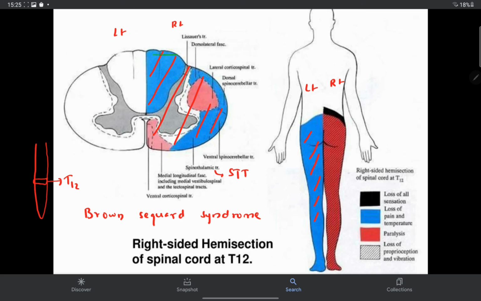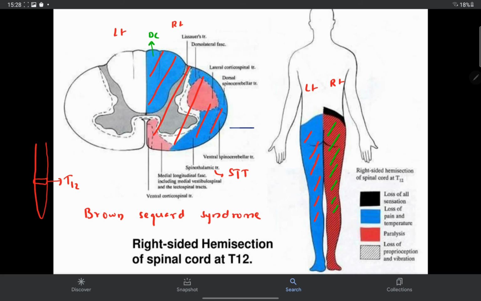Here we can see that the dorsal column is affected. So if the dorsal column is affected, there will be loss of proprioception, vibration, and 2-point discrimination below the level of the lesion on the same side. It is because they cross at the lower part of the medulla, the pyramidal decussation. So if there is a lesion in the brainstem, it will be on the opposite side. If the lesion is in the spinal cord, it is on the same side.